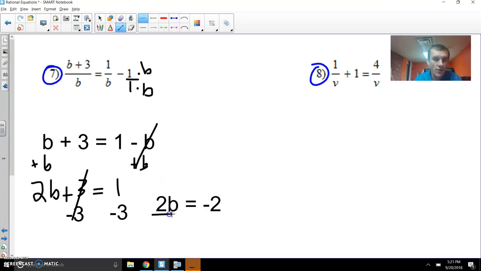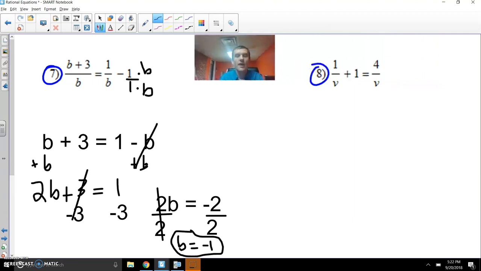So let's finish this problem out by dividing by 2. And the 2 on the left will cancel. And I get b equals negative 1. Final answer, b equals negative 1.